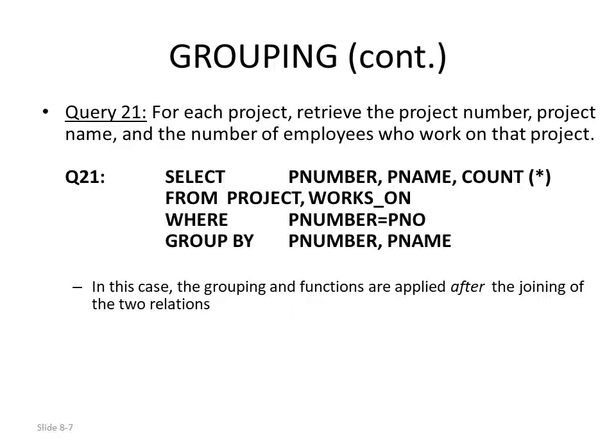For each project, retrieve the project number, project name, and number of employees who work on that project. See here, we need to know that project is one table and works on is one more table. So we can combine them by taking help of the project number and the project name from the works on table.